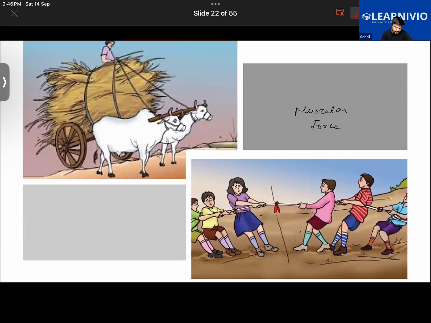Okay. So first we were learning about the muscular force in the class. In the batch, this was being discussed. Yeah, Aisha is here.